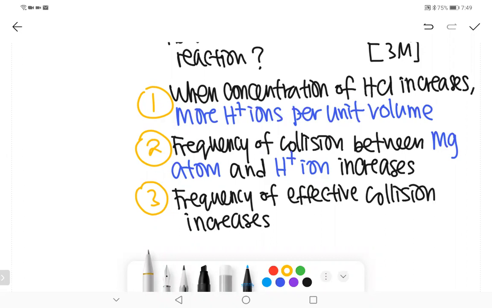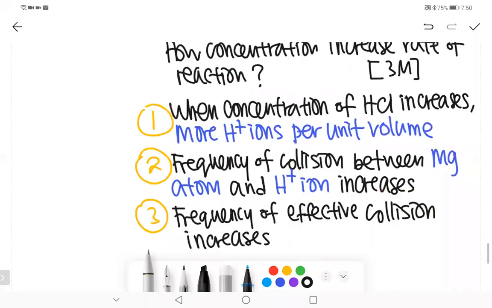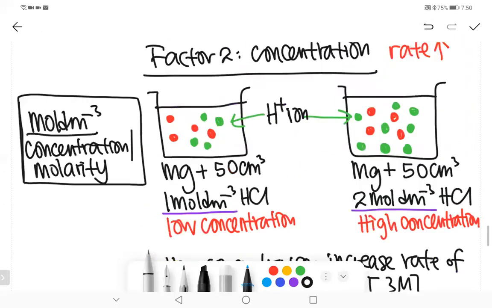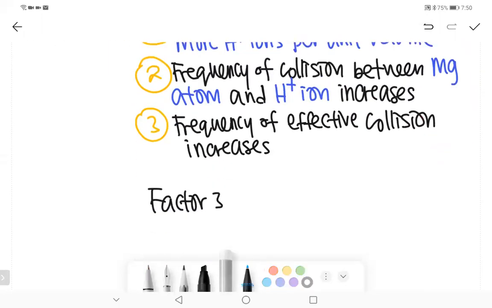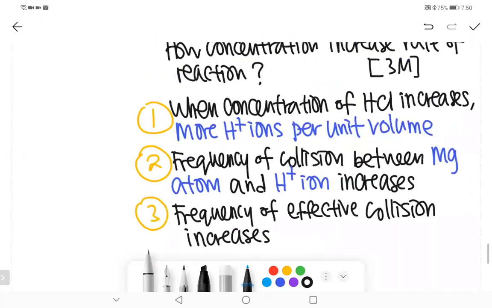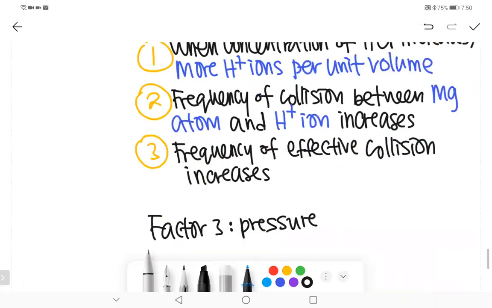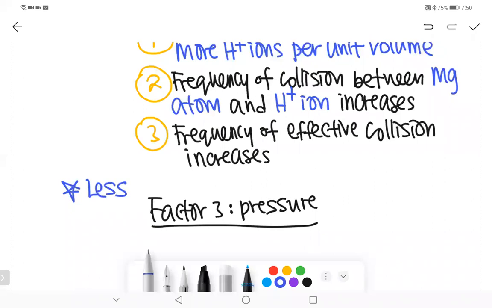So now we will go on with the next one, the third factor. The third factor is called pressure. Pressure is very, very rare. So far in SPM, never been asked even once. The only time they ask is the pressure cooker. So far when it comes to pressure, the only thing they ask is pressure cooker. That's it. So this is less important.